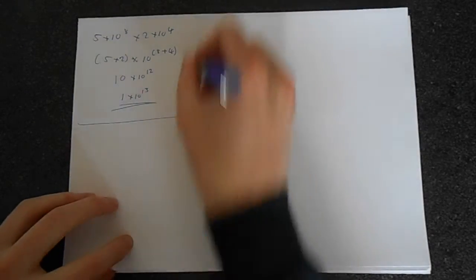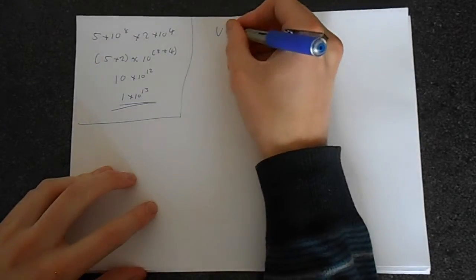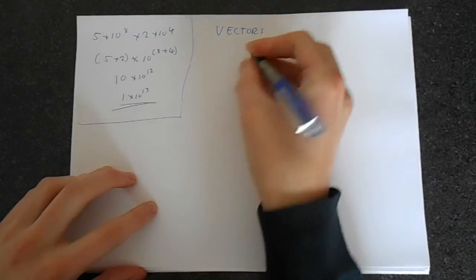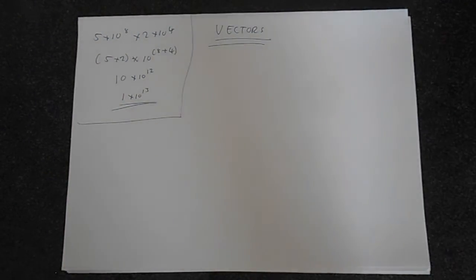Okay, let's just square this off and move on to something different. Let's have a quick look at vectors. Just a very quick passing. There's not a huge amount you have to do about vectors. A lot of it is figure out yourself. But here's the basic theory you need.